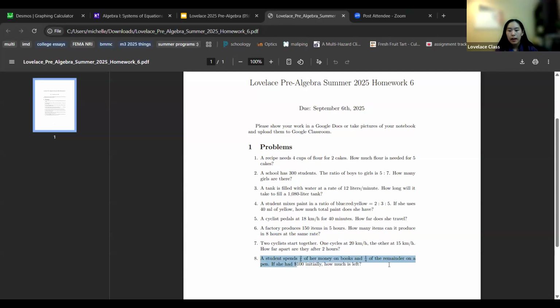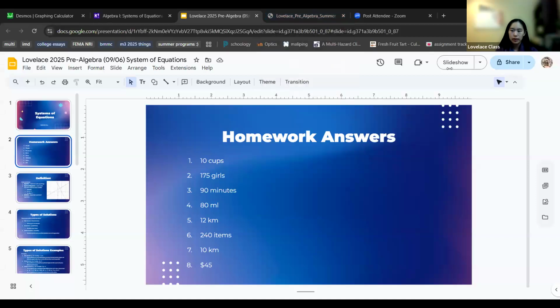And for 8, a student spends 2/5 of her money on books and 1/4 of the remainder on a pen. If she had $100 initially, how much is left? If she spends 2/5 of her money on books, then you have 3/5 of the money that's not spent, which is $60. Then 1/4 of the remainder on a pen means 3/4 isn't spent, and 60 times 3/4 should give you $45.